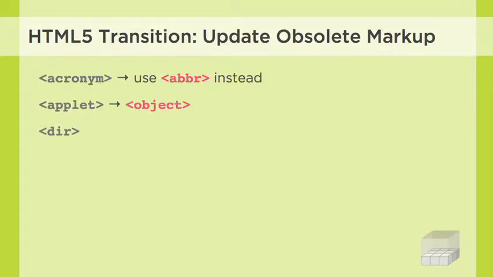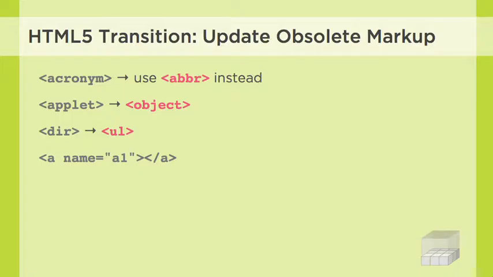Next, there's a dir tag that has been around for a very long time for directories and directory listings, and this has been dropped from HTML5 as well. Instead, just go ahead and use an unordered list. If you need to style it differently, use CSS. This is a big change that has occurred, and it's about time.